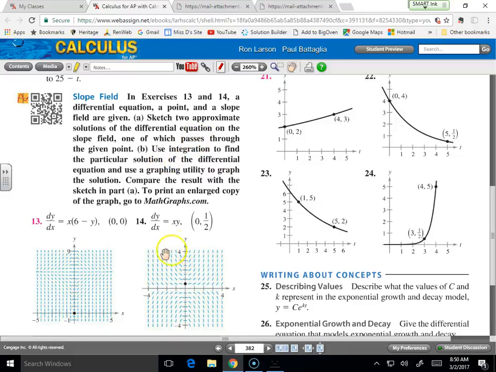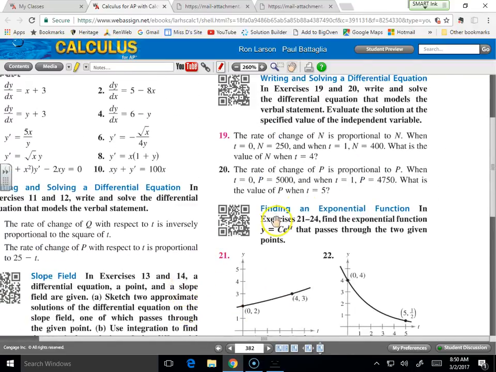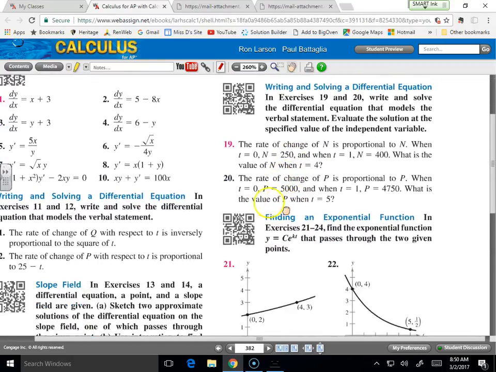It says also to use integration and use the clue. Question, as soon as they give you a clue, is it going to be a general solution with the C or a particular solution with the C solved for? Yeah, solve for that C. Okay, what's going on in numbers 19 and 20?